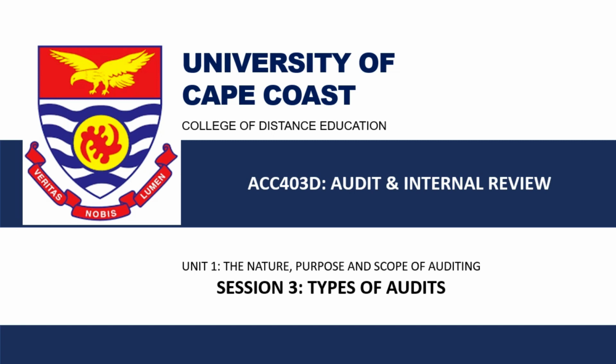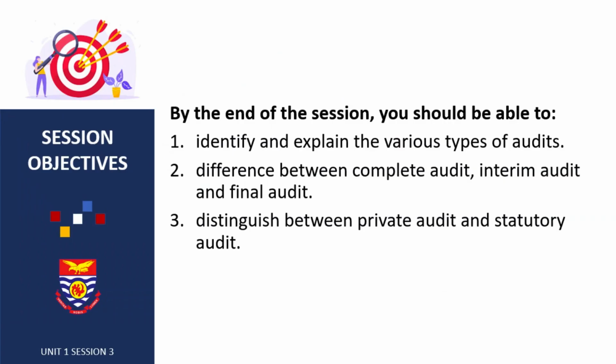In this session, we'll continue with Unit 1, the nature, purpose, and scope of auditing. In session 3, we are looking at the types of audits. At the end of this session, you should be able to identify and explain the various types of audits. You should be able to differentiate between complete audit, interim audit, and final audit, and distinguish between private audit and statutory audit. These are the objectives that must be achieved at the end of this session.